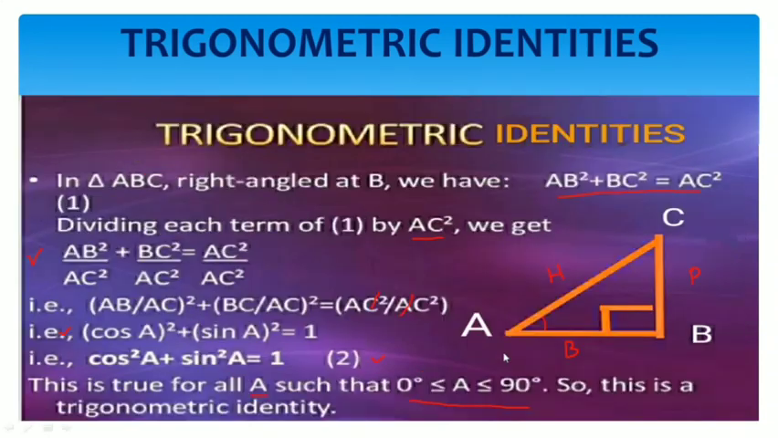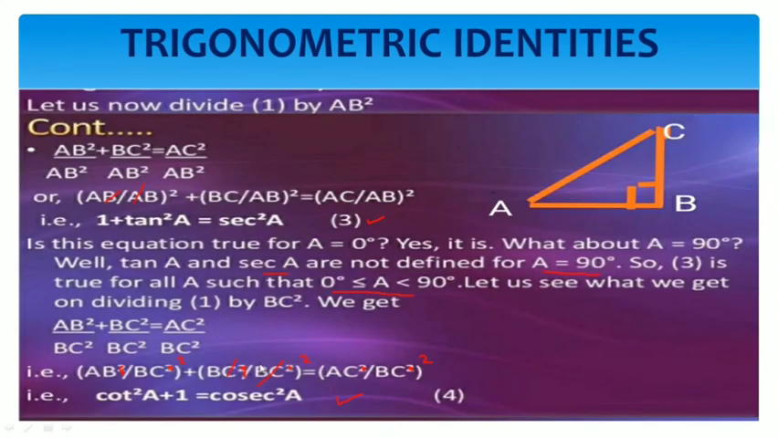So we have learned here three identities. First is cos square A plus sin square A equals to 1, and second is 1 plus tan square A equal to sec square A, and third is cot square A plus 1 equal to cosec square A. So this way we can find the proof of these three identities, and these identities are used in solving many of the questions.